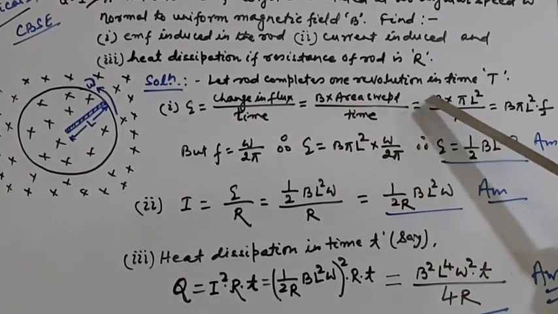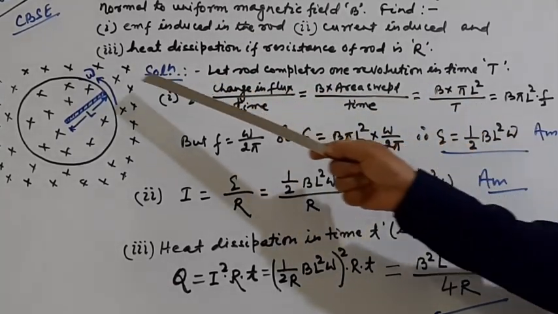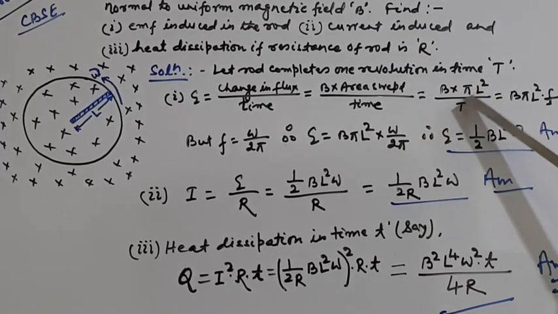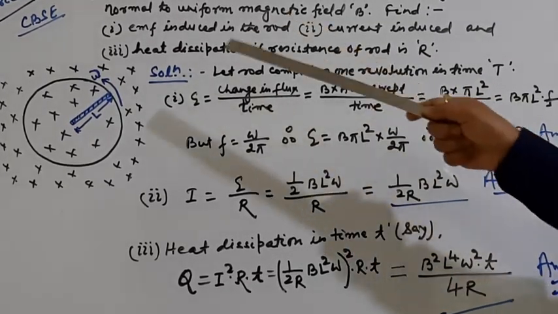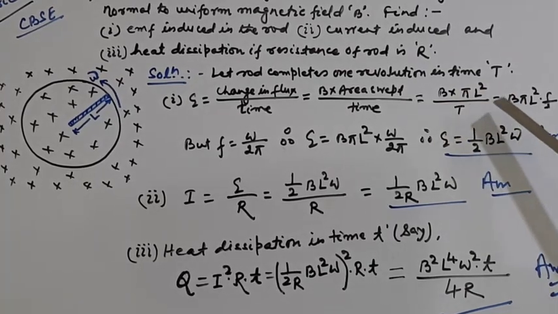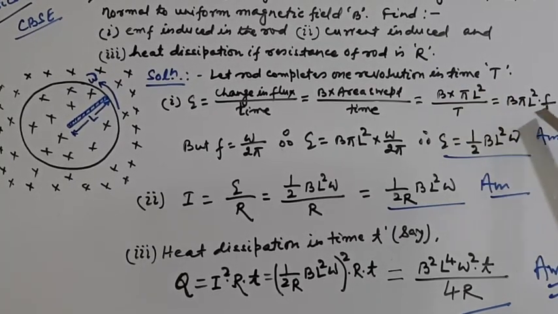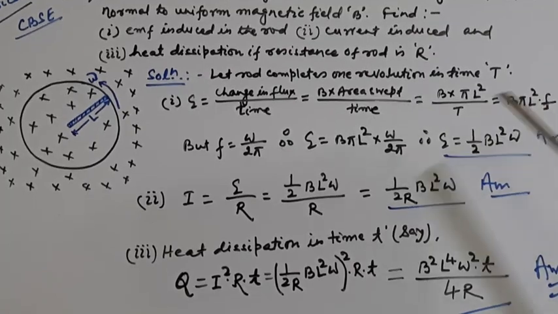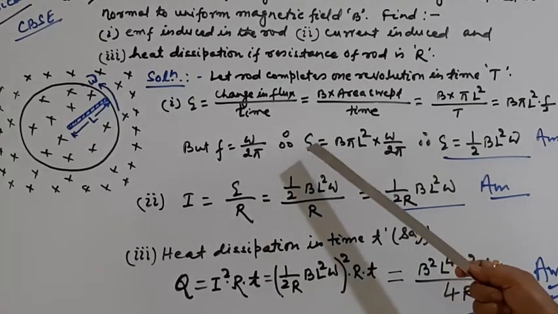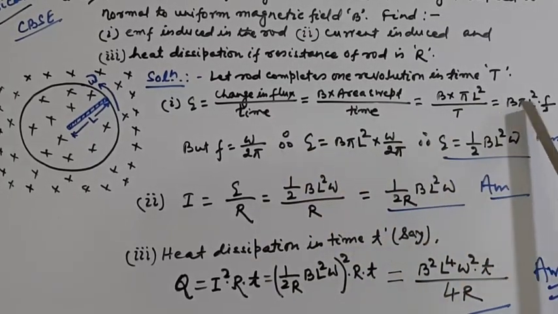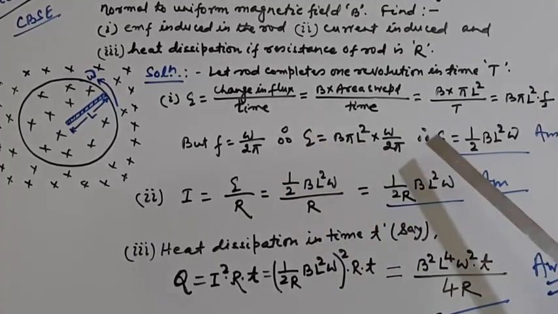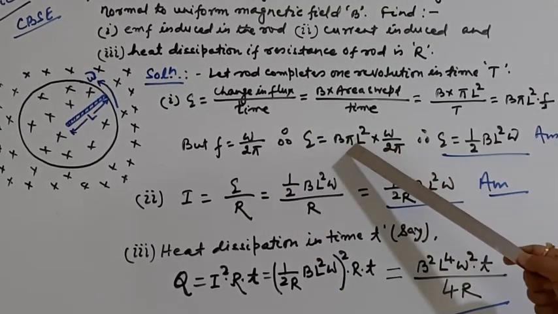B is the magnetic field, and area is what? The area of this circular path will be pi r square, and the radius r is equal to L. So pi L square, and the total time taken is T. So this becomes B pi L square, and 1 by T is the frequency F. But frequency F is equal to omega by 2 pi, so we convert to omega. Therefore, phi is equal to B pi L square, and in place of F we put omega by 2 pi. So this pi will cancel out.